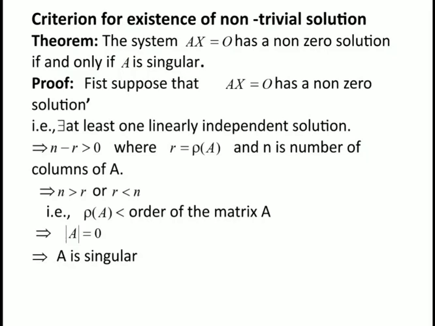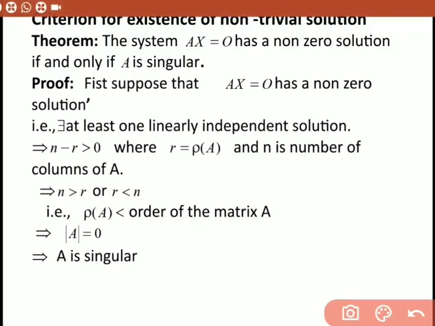First, suppose that Ax equals O has a non-zero solution. That is, there exists at least one linearly independent solution. This implies n minus r is greater than 0, where r is the rank of A and n is the number of columns of A. This implies n minus r is greater than 0, so if you take r to the other side, n is greater than r, or we can also write it as r less than n.